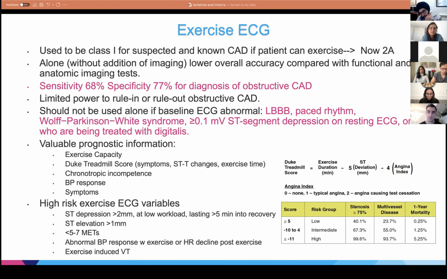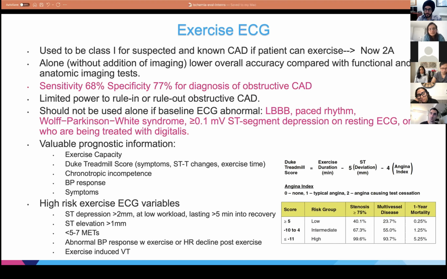So if you see ST depressions more than 2 millimeters or ST-T changes at a low workload, so more than 10 METs is a good response, but let's say somebody can only exercise for 5 to 6 METs and started to have some ST-T changes, or when the ST-T changes lasted long in recovery, those are the concerning things that you see on an exercise ECG, which make you think, hey, I need to do something else and maybe probably refer this patient for angiogram.